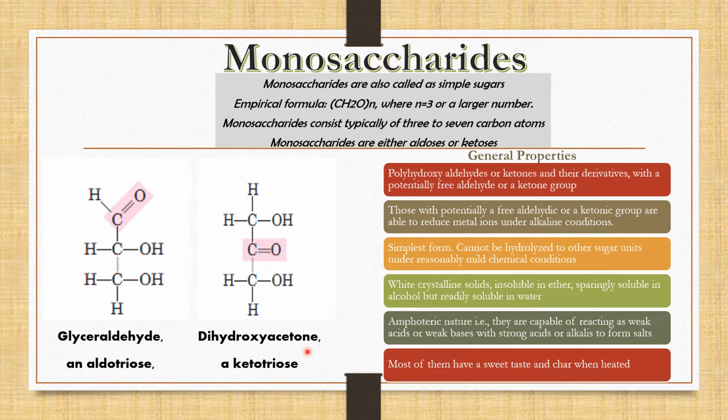The monosaccharides with a potentially free aldehyde or ketone group are able to reduce metal ions under alkaline conditions. Hence, they are excellent reducing agents. Monosaccharides are amphoteric in nature. That is, they are capable of reacting as weak acids or weak bases with strong acids or alkali to form salt.